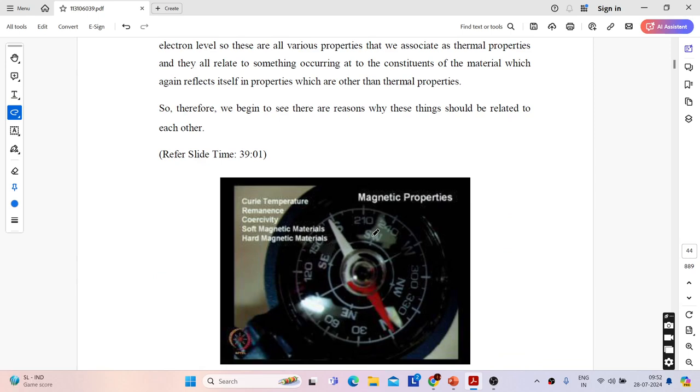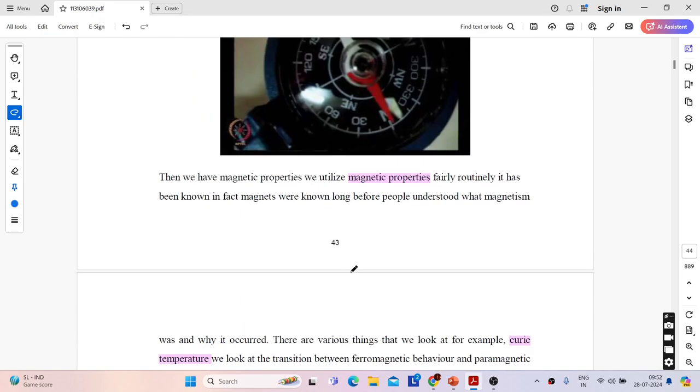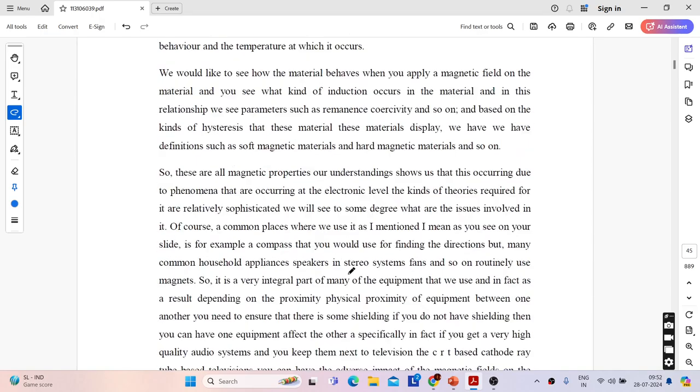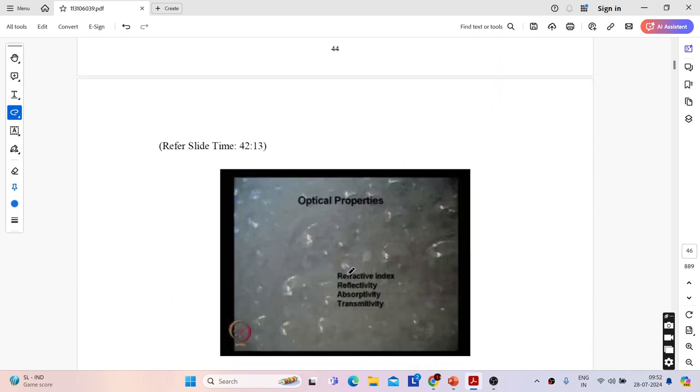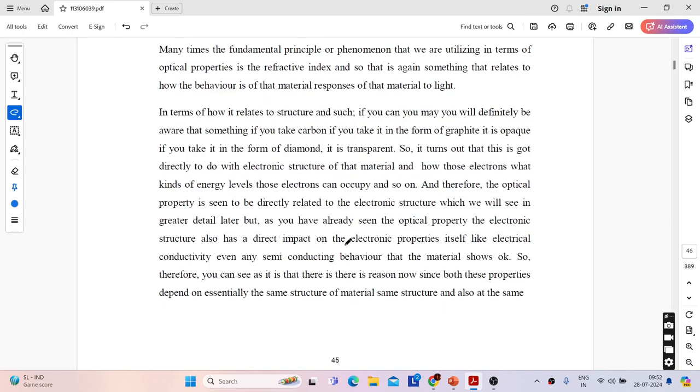There we will discuss the Curie temperature, remanence and coercivity, soft magnetic materials and hard magnetic materials. So this is the first class outline, and the last property is optical property. There we will discuss the refractive index, reflectivity, absorptivity and transmittivity.